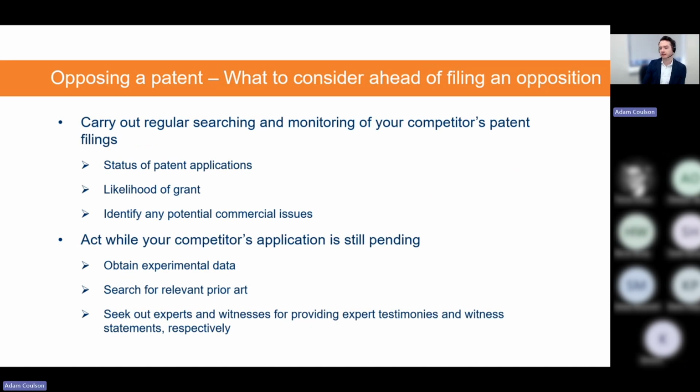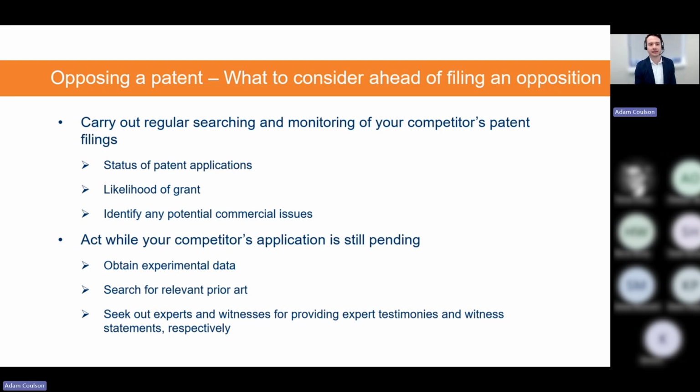So, what to consider ahead of filing an opposition? It's important to carry out regular searching and monitoring of your competitors' patent filings, including ascertaining the status of their patent applications and reviewing correspondence from the patent examiner to get a feel for the likelihood of the patent application being granted. This will enable you to identify potential commercial issues, such as where your competitors may obtain patent protection, and formulate a strategy to mitigate these issues, and also capitalise on possible commercial opportunities. Again, for example, the opportunity to seek a license agreement from the patent owner.